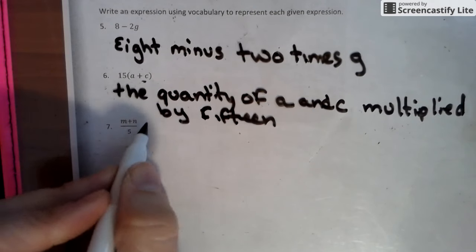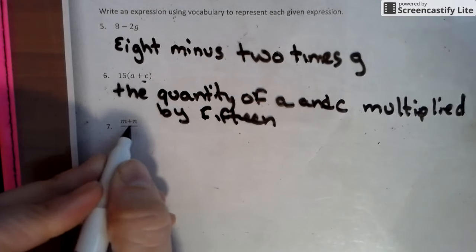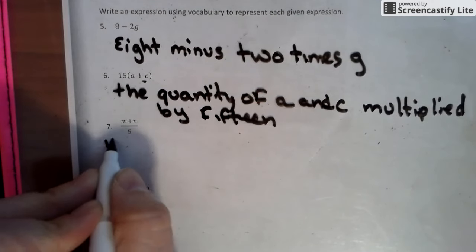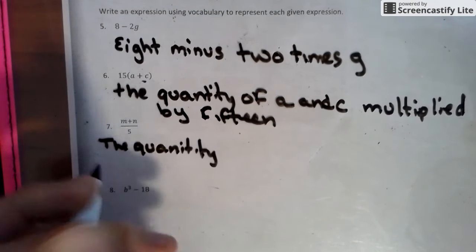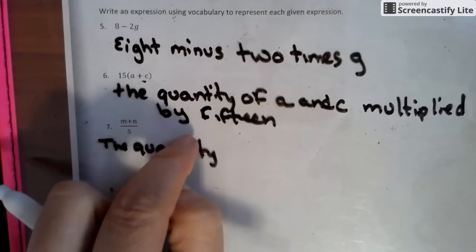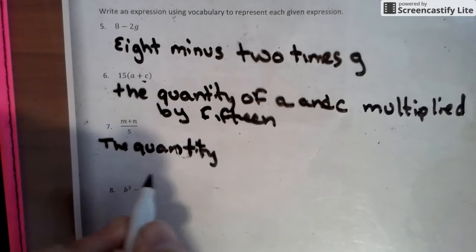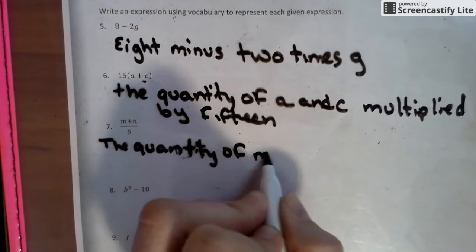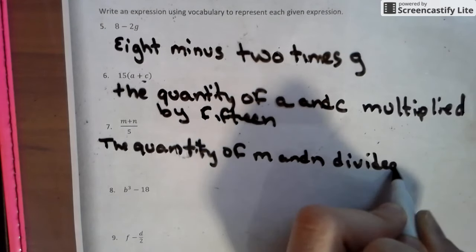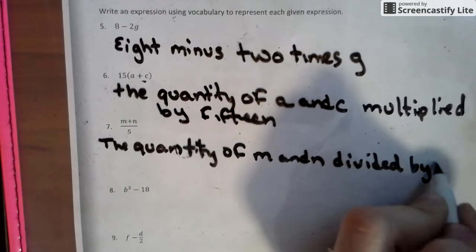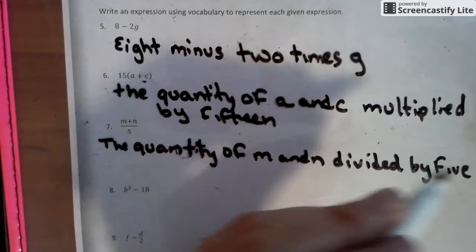So here, remember how we had this in our division box, that rectangle from yesterday? Remember how when we had two things on top, we still had to use the quantity? So we have the quantity of m and n divided by 5. The quantity of m and n divided by 5.